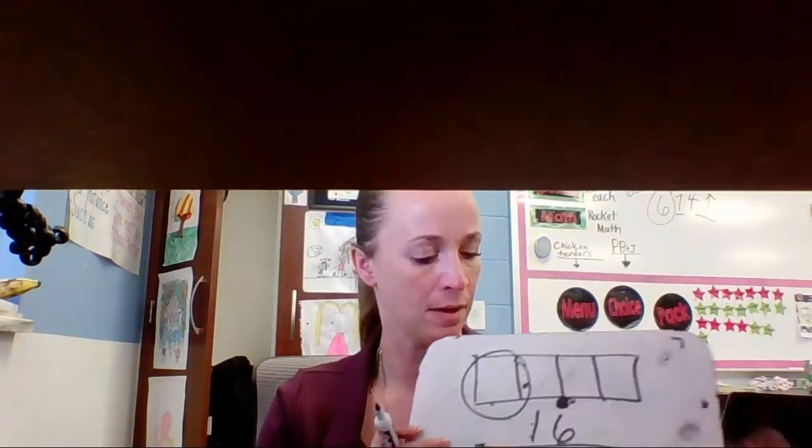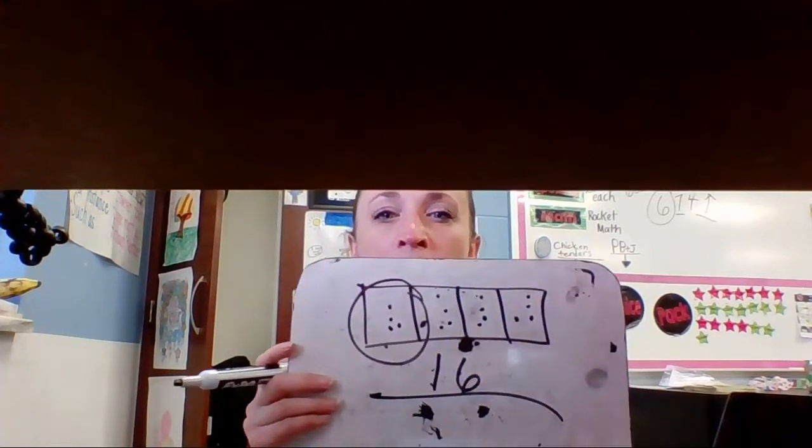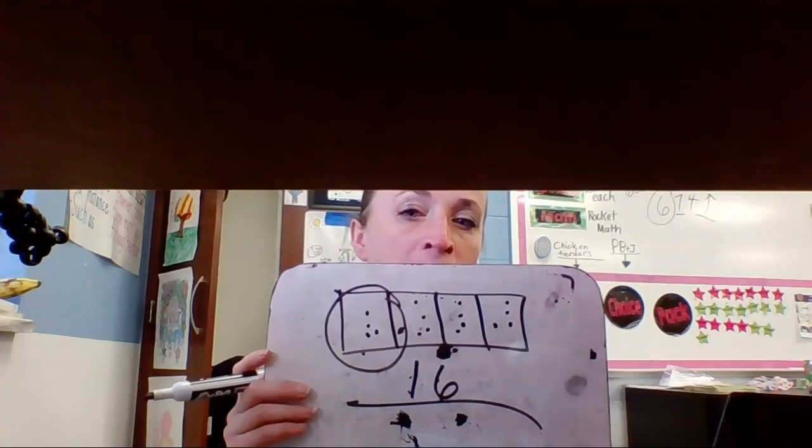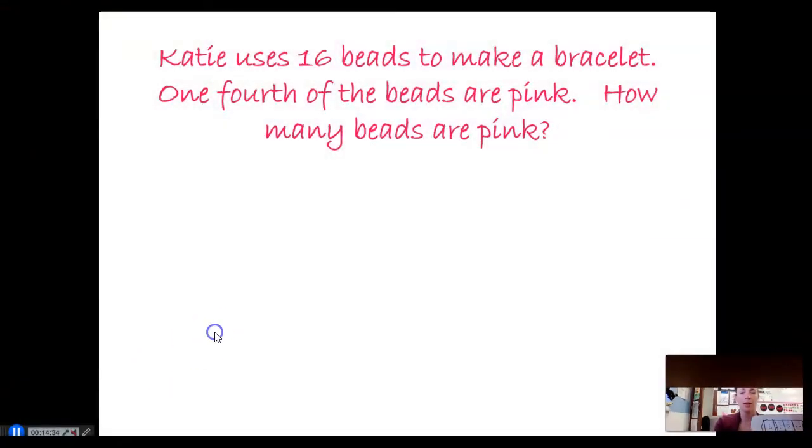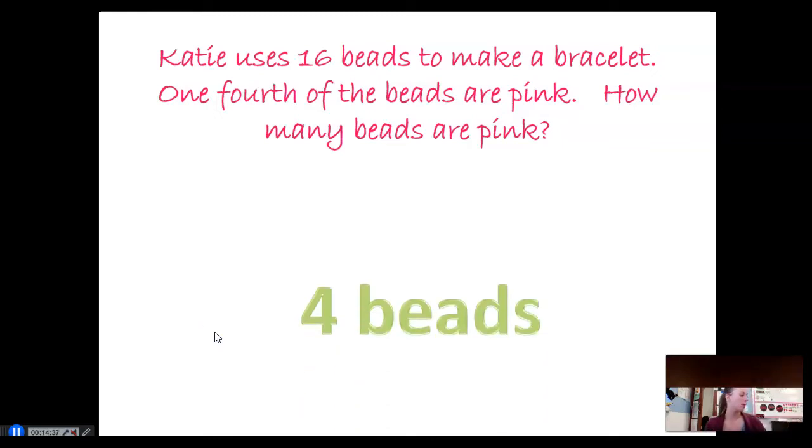So I'm going to split them up. Here we go. 1, 2, 3, 4, 5, 6, 7, 8, 9, 10, 11, 12, 13, 14, 15, 16. Well, how many of those are pink? How many are in my first box? Here's your answer. You should have gotten an answer of 4 are pink.